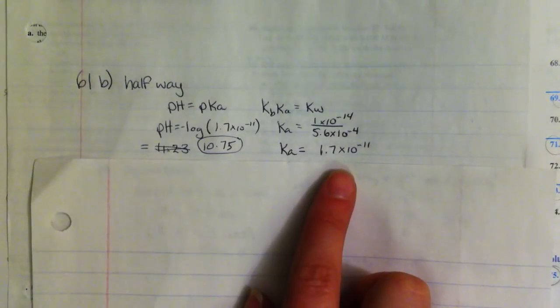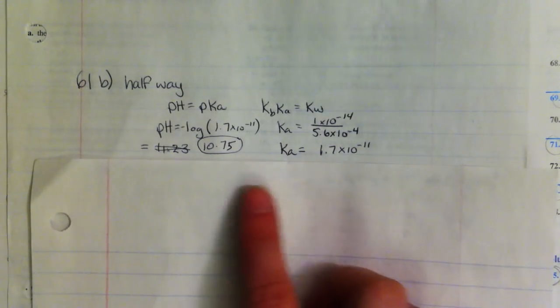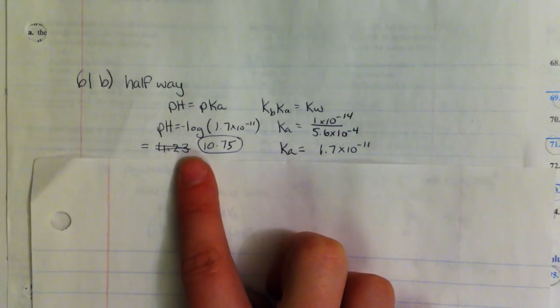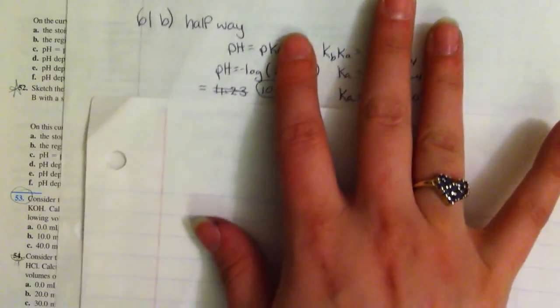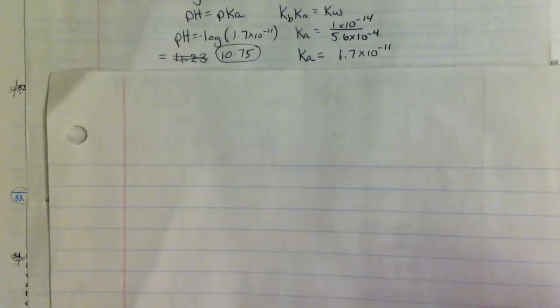So I find the Ka as 1.7 times 10 to the negative 11th, and then I find my pH by just taking the negative log of that. So that part was pretty easy, but then we have to do it at the equivalence point.